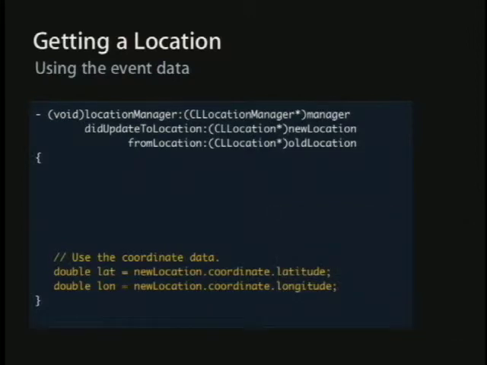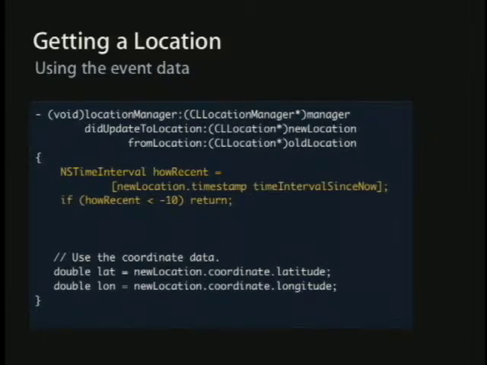Once you've done that, you're going to get this callback: locationManager:didUpdateToLocation:fromLocation:. And there are quite a few things you can get out of the location. One of the interesting ones is probably the coordinate, in latitude and longitude. So newLocation.coordinate.latitude or longitude will tell you exactly where you're at.